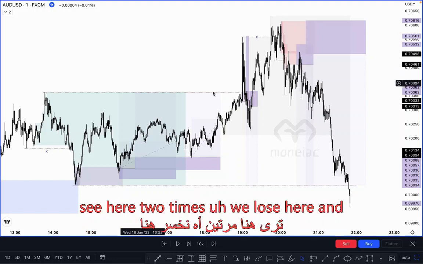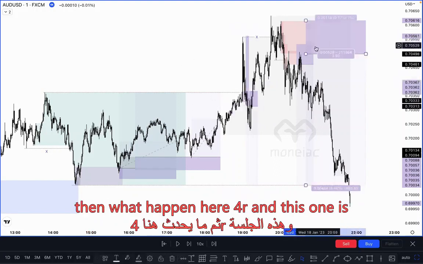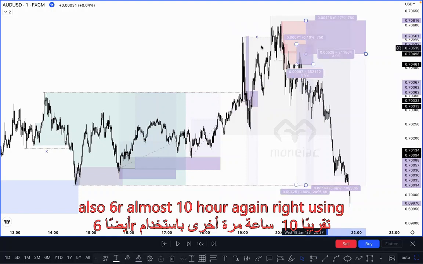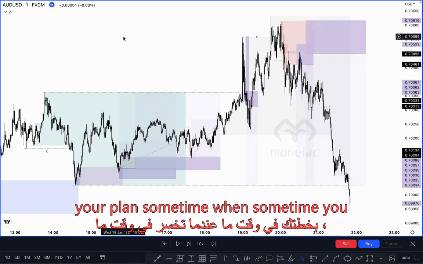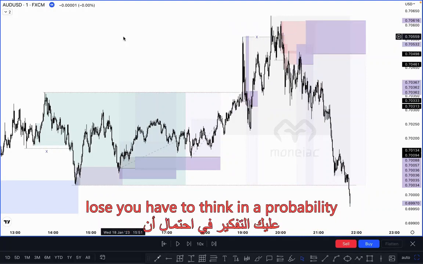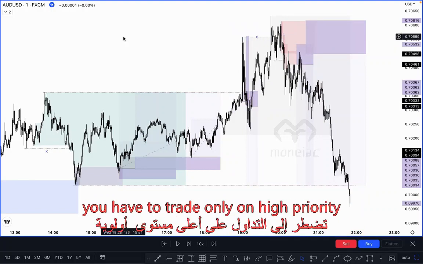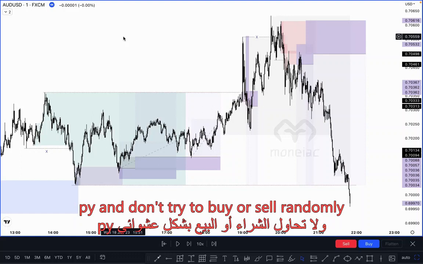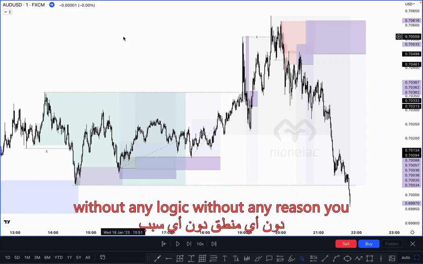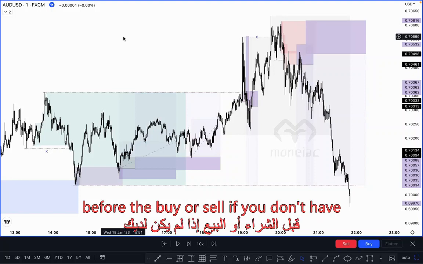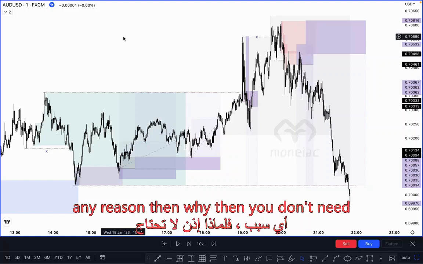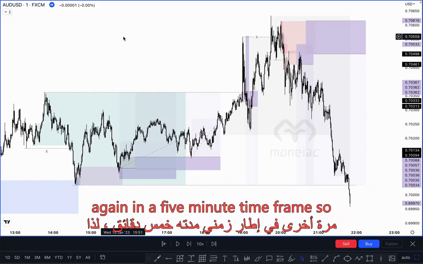So now you can see here two times we lose here, and then what happened here, 4 hour, and this one is also 6 hour, almost 10 hour again, right? Using same concept. So you have to stick on your plan. Sometime win, sometime you lose. You have to think in a probability. You have to trade only on high probability setups, and don't try to buy or sell randomly without any logic, without any reason. You must have a proper reason before the buy or sell. If you don't have any reason, then you don't need to buy or sell anything. Let's switch again in a 5-minute time frame.